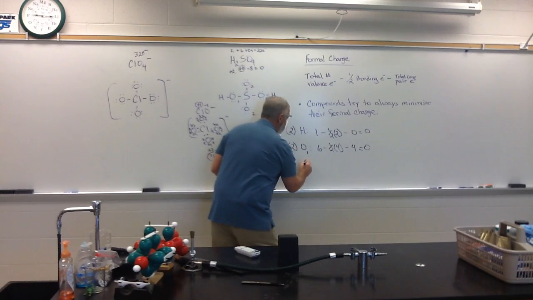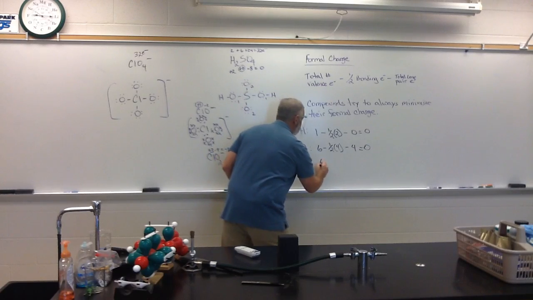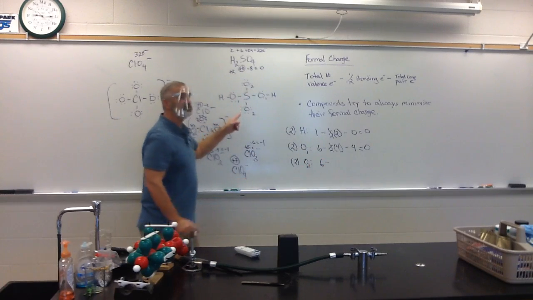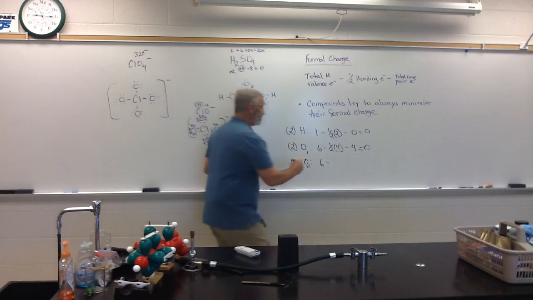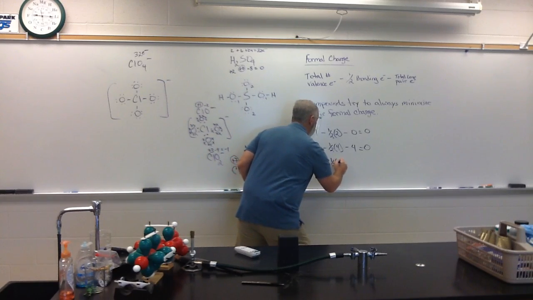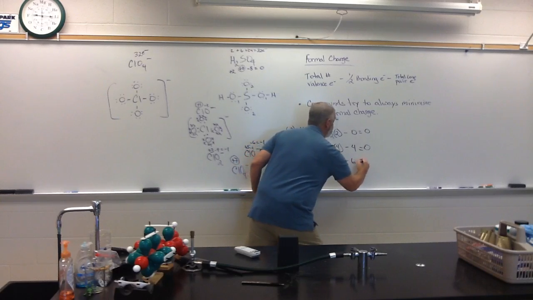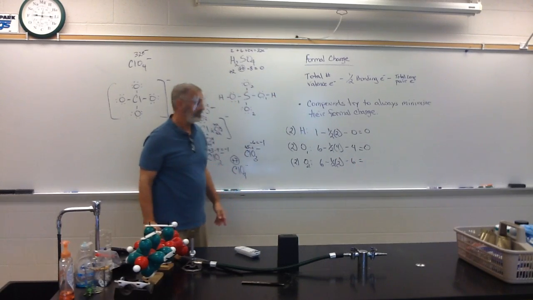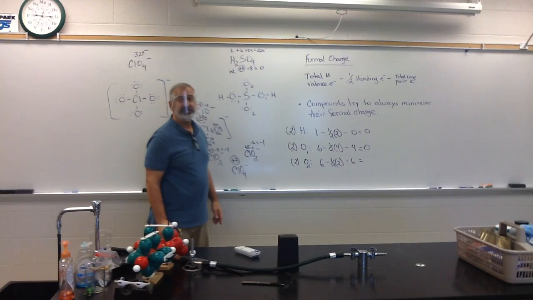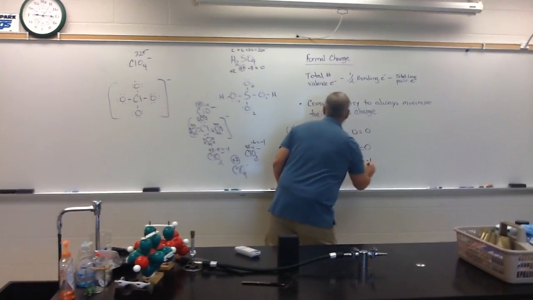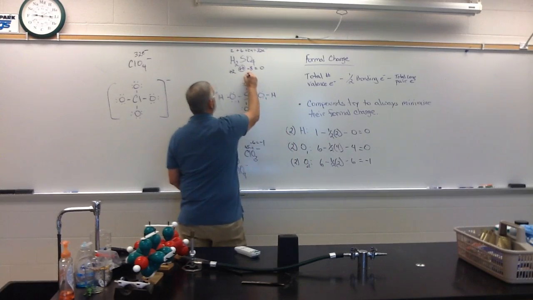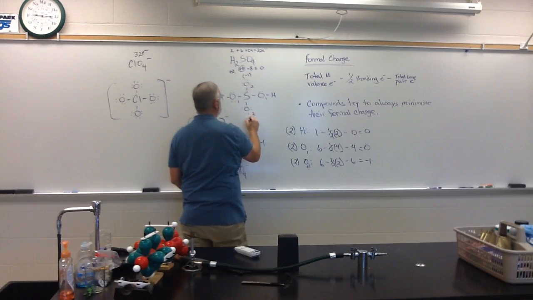But now we go to oxygen 2. We got 2 of those. We're going to go 6 minus, this time how many electrons are involved in bonding? Only 2, right? So it's minus 1/2 of 2 minus the 6 valence electrons. Dang. So now it's -1. Okay, so the formal charge on this one is -1, and the formal charge on this one is -1.